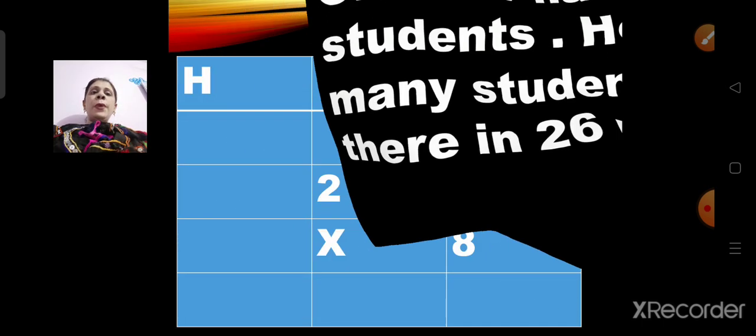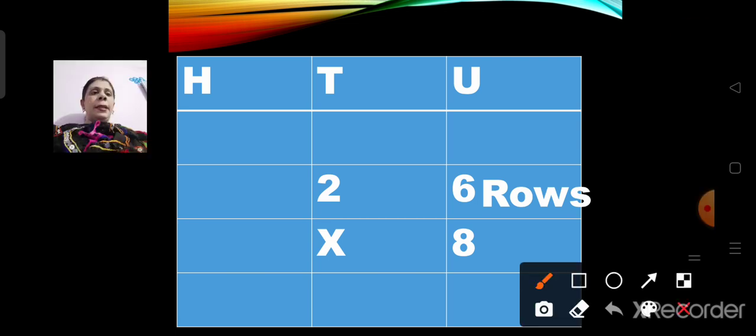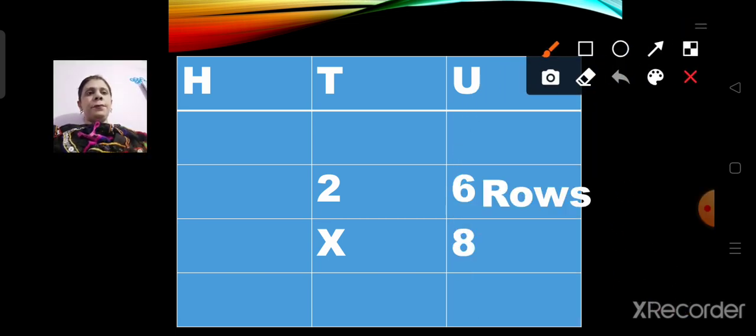Okay, so first we will make a column, arrange the numbers according to their place value. Then we are going to write rows. How many rows? 26. Okay, so now we are going to multiply. 6 8s is 48. So we will write 8 and 4 we will carry over.